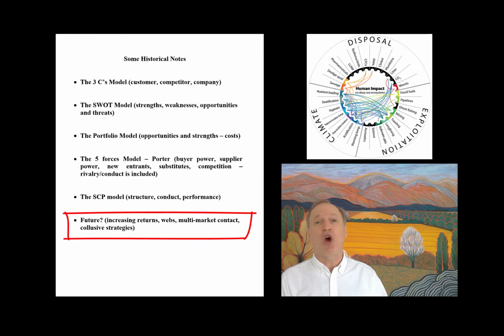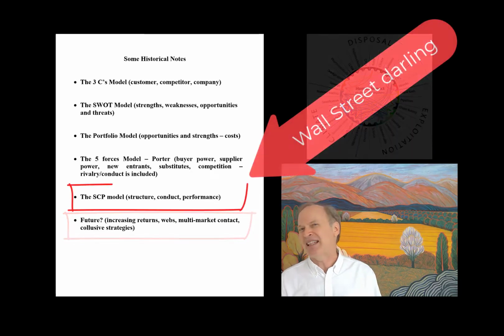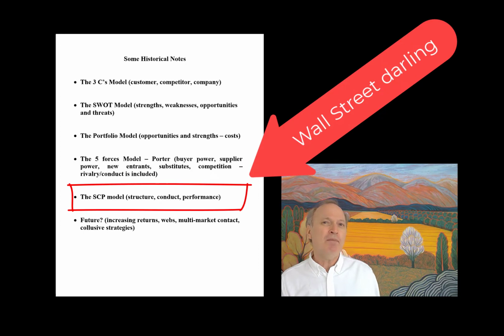We would generally use all of these frameworks. We wouldn't just use one. I'm going to focus on the SCP one. Why? Because many people on Wall Street, for example, use frameworks like this to do stock picking and things like that via algorithms. So let's look at the SCP framework.